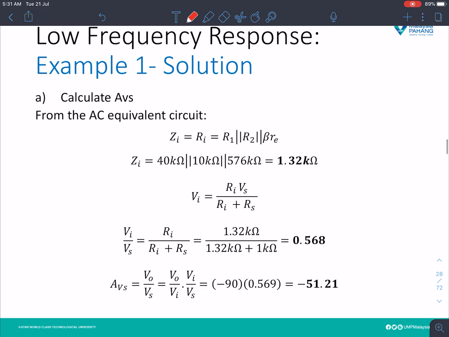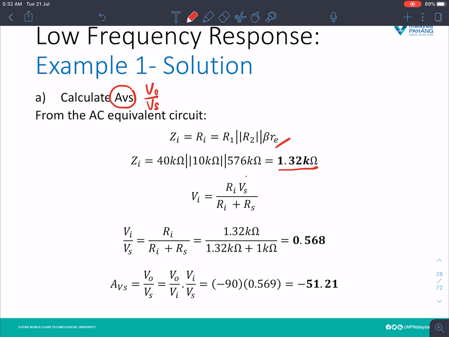Then from the question, we are asked to calculate the AVS. We know that AVS is Vout over Vs. For the AC equivalent circuit, now we get Zin, which is R1 parallel R2 parallel beta RE. So the value here is 1.32 kilo ohm.